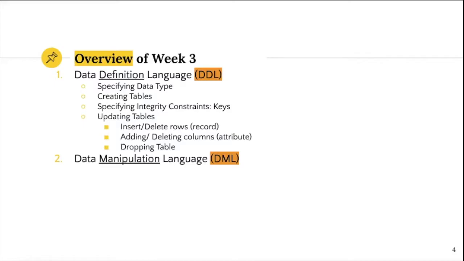For the DDL part of SQL, these are the parts of the language wherein you can specify the data type, you can create the actual schema or create the table of a relation, and then you can also specify the integrity constraints, like specifying the primary key, the foreign key, whether the attribute can be null, as well as updating the actual tables, like inserting or deleting a row or a record or a tuple, adding and deleting a column or an attribute.